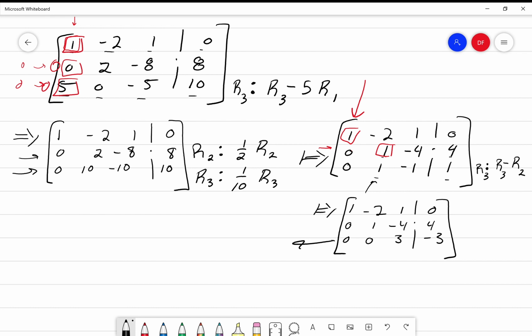What does this row tell you? This row tells you that 0x1 plus 0x2 plus 3x3 equals negative 3. So therefore, x3 equals negative 3 divided by 3, which is negative 1. Okay?